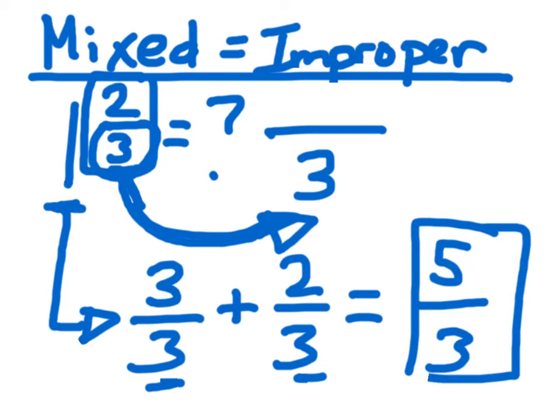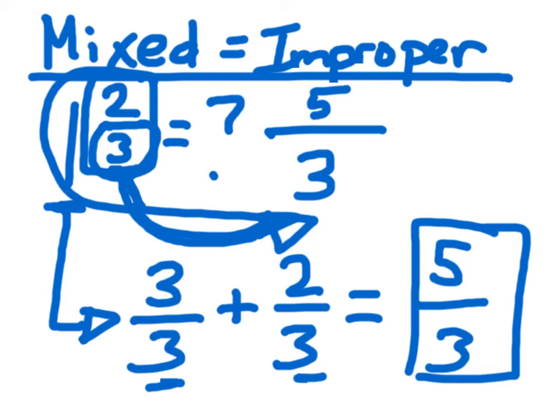And so the correct answer for this question is 5 over 3. 1 and 2 over 3 is equal to 5 over 3. So I'm going to give you 2 more questions, see if you can figure it out on your own and test it out. Before I do that, I'm going to show you a quick shortcut how to change mixed fractions into improper fractions.